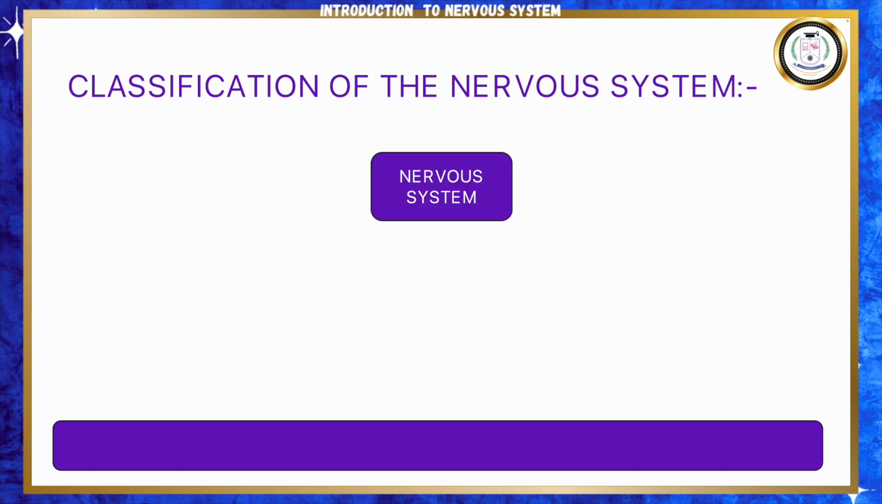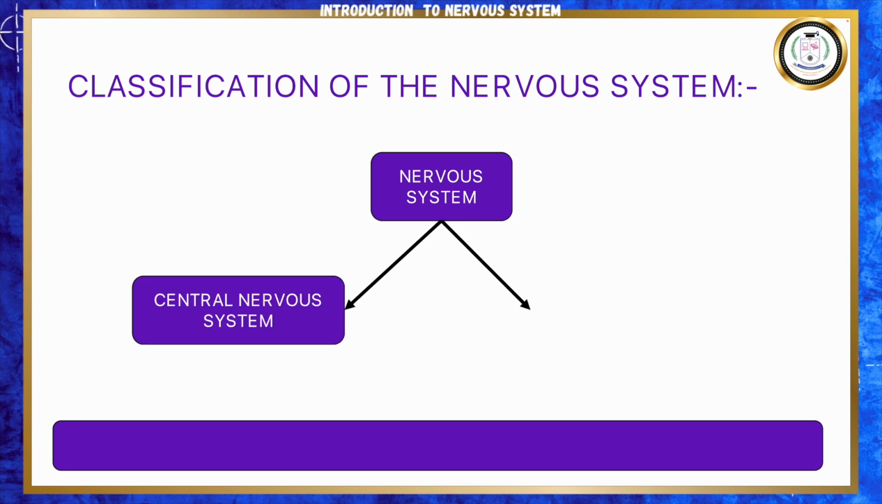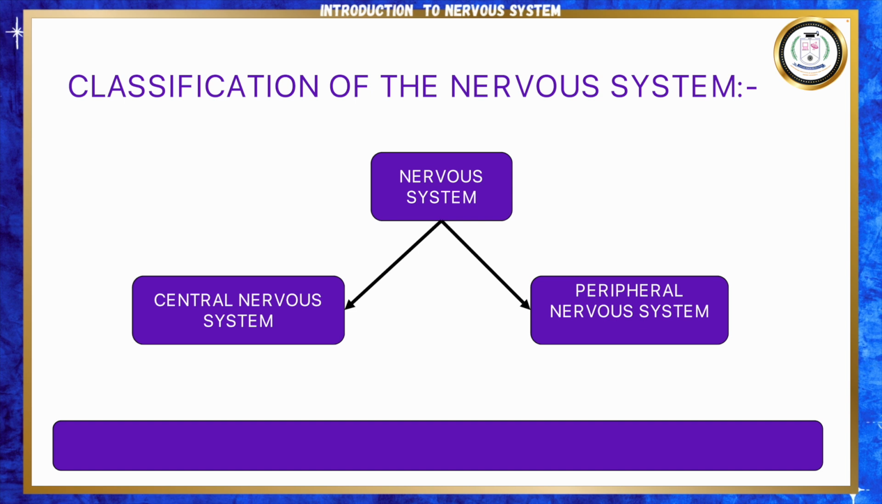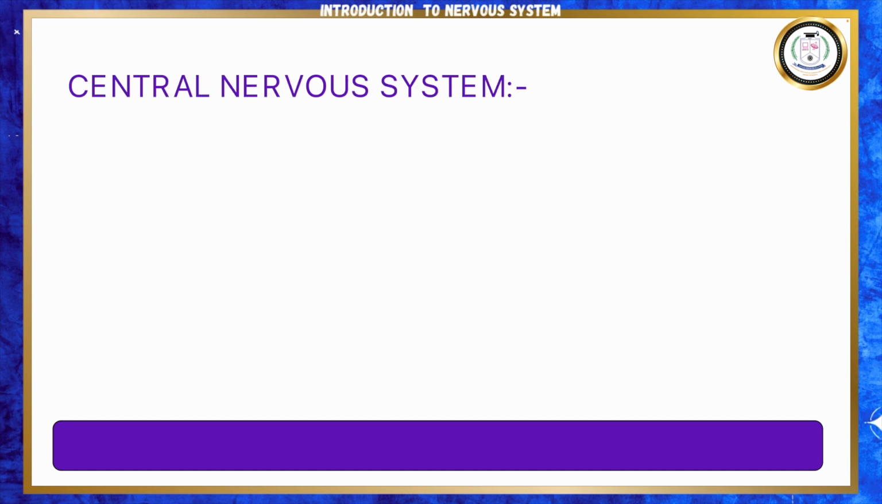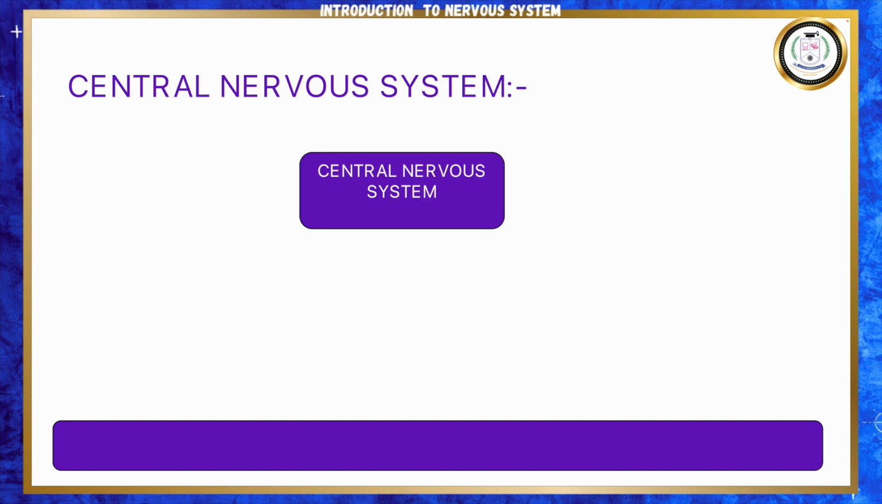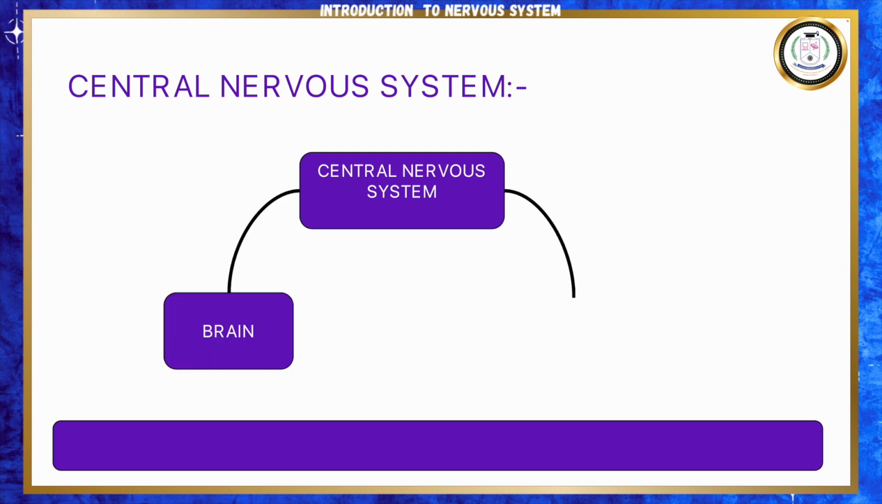To broadly classify the nervous system, it can be divided into two basic components. The first is the central nervous system and the other is the peripheral nervous system. First, we'll get started with the central nervous system. The central nervous system is further classified into two divisions. One is the brain and the other component is the spinal cord.